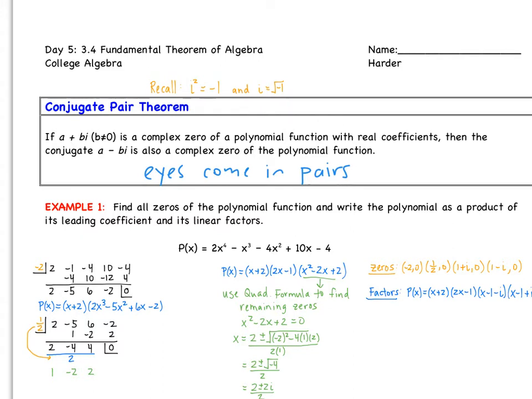We're going to do a lot of finding zeros of polynomial functions, but now some complex zeros are fair game. We'll find all the zeros of the polynomial function and write the polynomial as a product of its leading coefficient and its linear factors. We're going to talk about two ways to do this. Here's our polynomial. First we would see if we can factor it by hand, and this has 5 terms, so we're not going to do that.